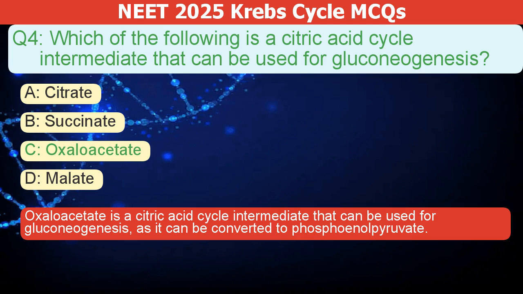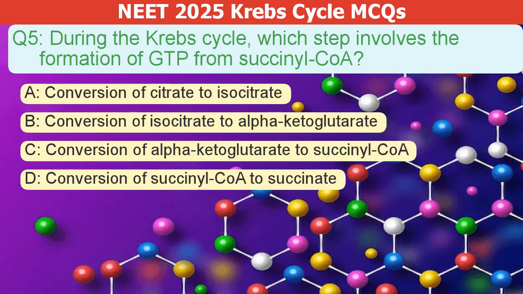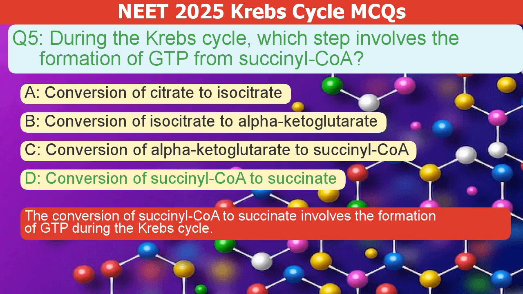In the Krebs cycle, which step makes GTP from succinyl-CoA? A. Citrate to isocitrate. B. Isocitrate to alpha-ketoglutarate. C. Alpha-ketoglutarate to succinyl-CoA. D. Succinyl-CoA to succinate. The correct answer is D. The conversion of succinyl-CoA to succinate involves GTP formation during the Krebs cycle.